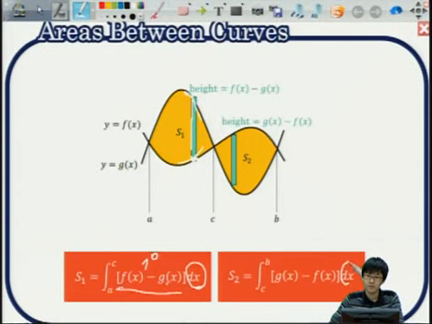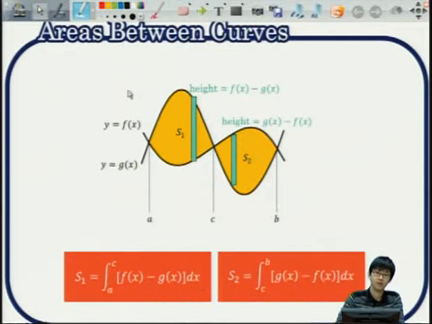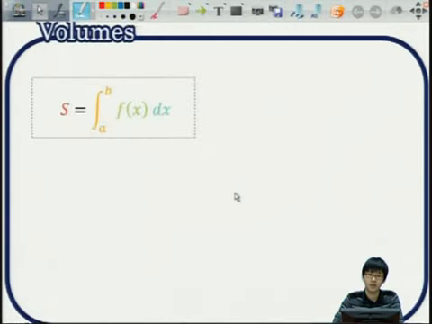And here, this is also the bottom line, and the height will not be f(x) minus g(x). This is not right, because this will be a negative value. This will be the height, because g is bigger and f is smaller in this range. So S2 will be like this, and S1 will be like this. This is a little application.